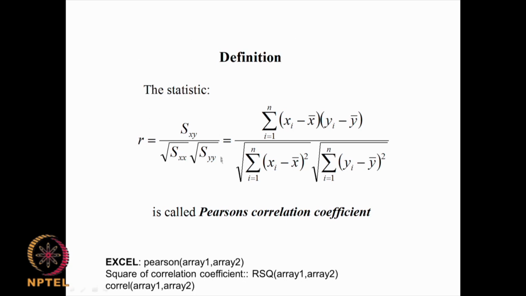This is called the Pearson correlation coefficient. Excel also has the function called Pearson, RSQ, that is the square of the correlation coefficient, or CORREL, that takes array 1 and array 2. If you give the array 1 and array 2, it will calculate the correlation coefficient. So, all of them have this type of functions.